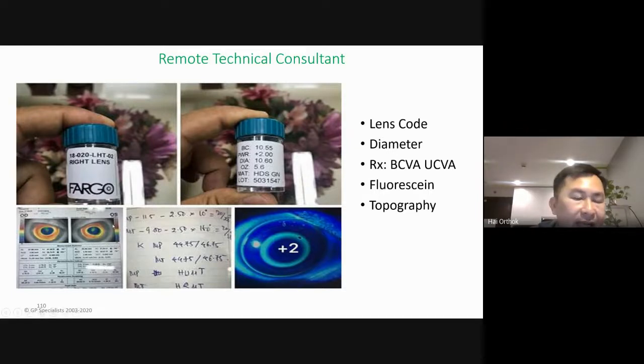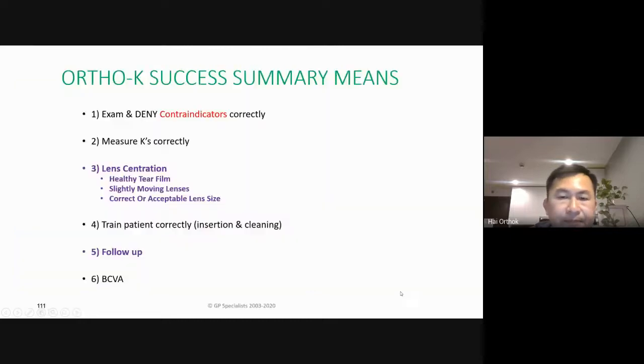But before that, I need the topographer pre and post. We need the information pre and post treatment. And we also need a very good fluorescent picture and BCVA, UCVA, then I can help you troubleshoot the lens. And don't forget the diameter of the lens.